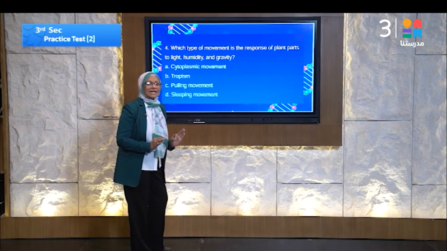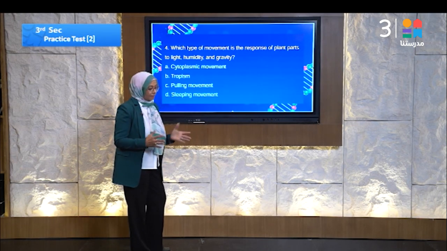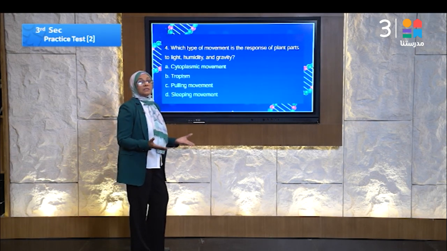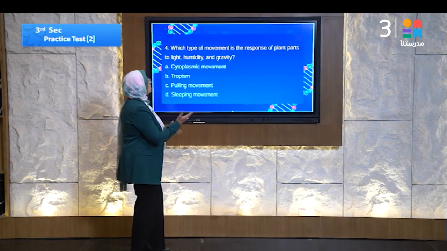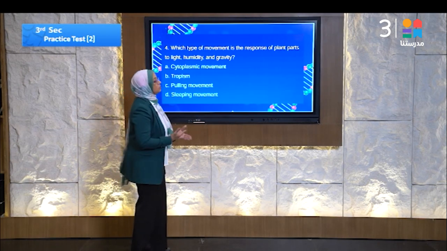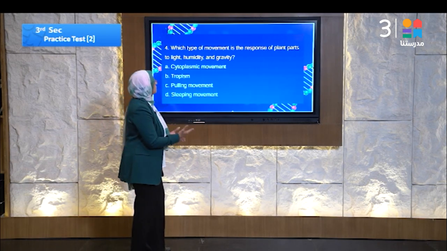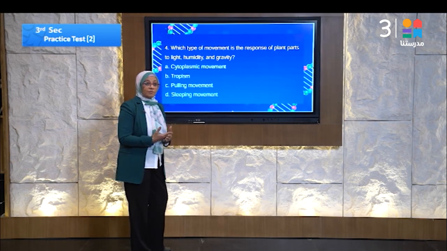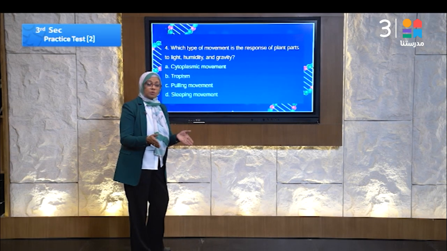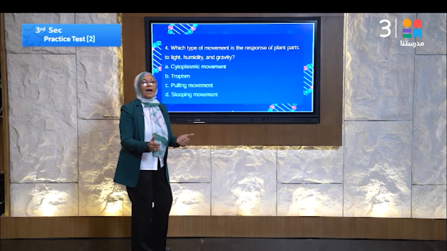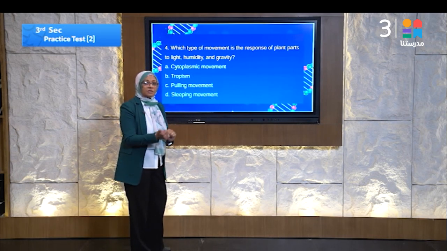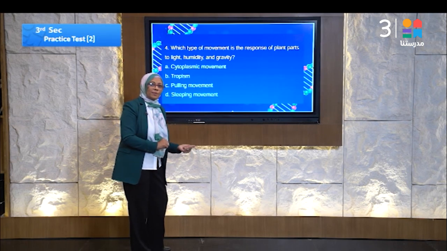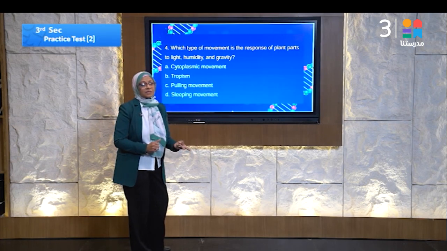Tropism is the sense of the plant to perform its function. It senses to go toward the light, toward the humidity, toward the gravity. There are many types of toward, to go toward it or go away from it. Positive tropism and negative tropism, there are two types.